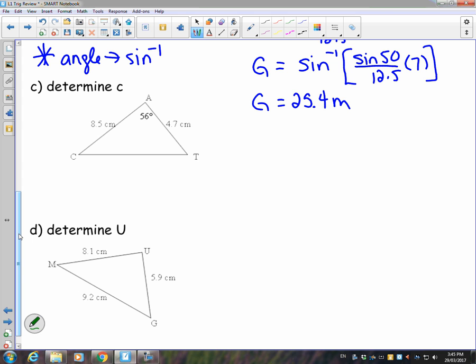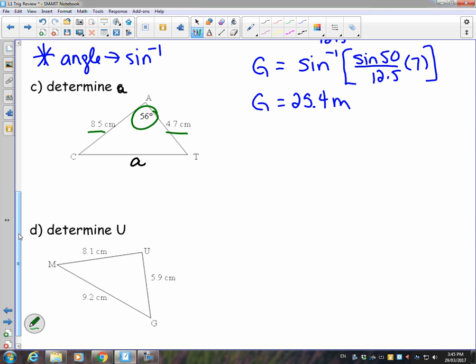So next one, I don't have a side and angle across from each other, but I do have a contained angle, an angle that's between two sides. When I have a contained angle, that's when I'm going to do cosine law. But wait a minute, it tells me to calculate C. There's a problem here. I think that's supposed to be A. I think I have a typo. Yep, we're going to calculate A. So back to what I was saying, angle between two sides, cosine law.